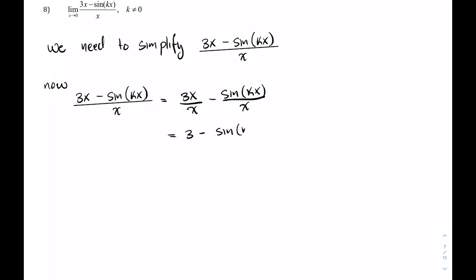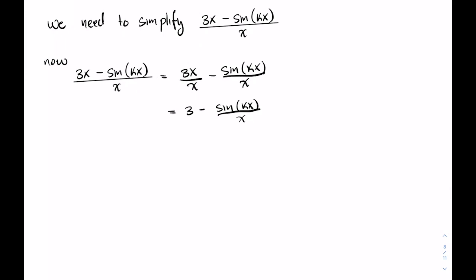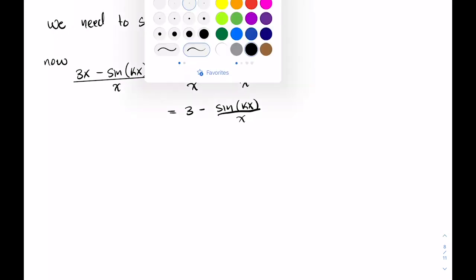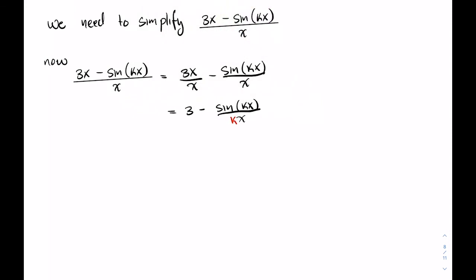sine kx over x. Now, we do not have a kx in the denominator, but we want to have a kx in the denominator. But where did that k come from? Nowhere. So we have to multiply by k in order to keep our expression true.